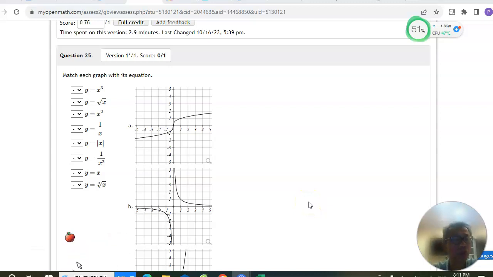I'm trying to help you understand how to do your homework for question 25, because I think this is typical in your homework. So I want to help you out to understand this question. On the left, all these functions are in the toolkit of functions.